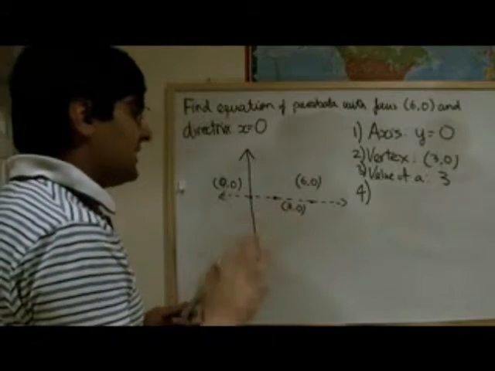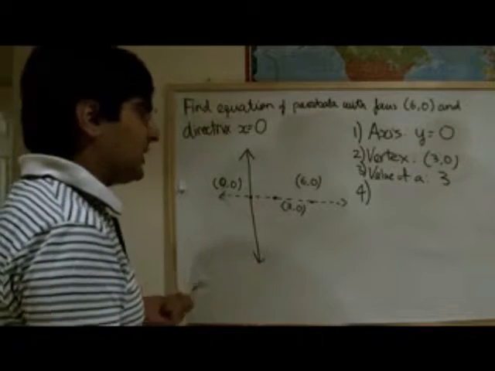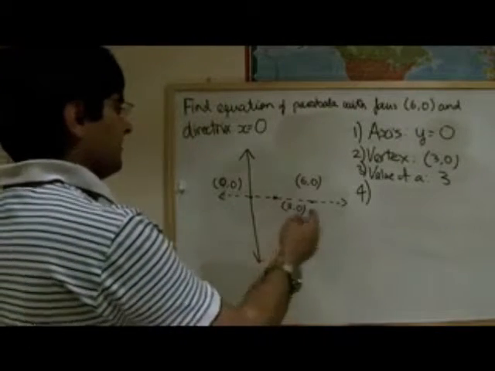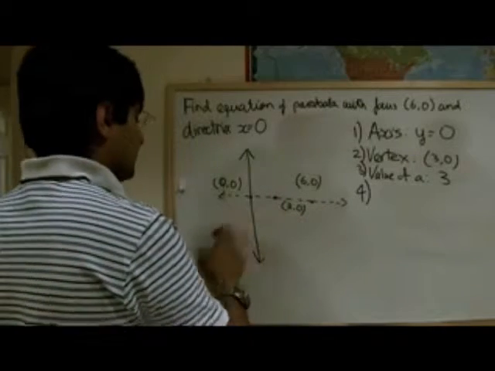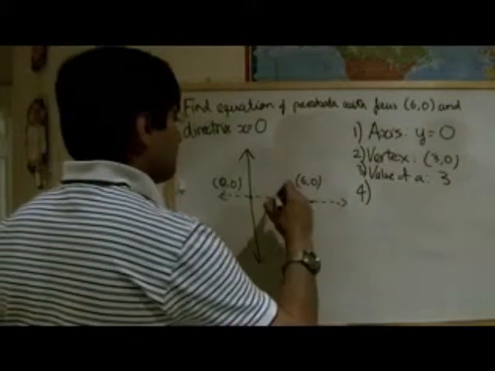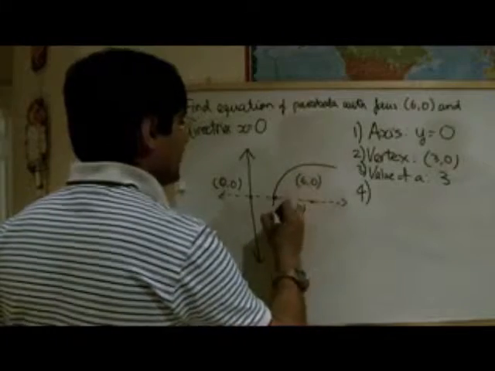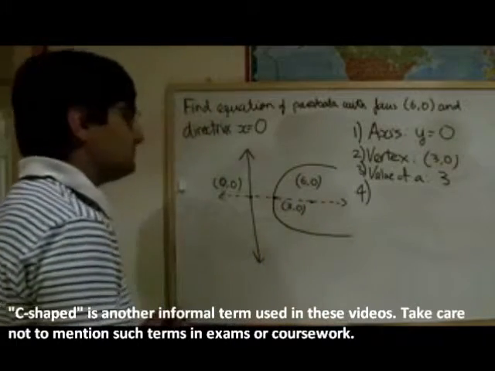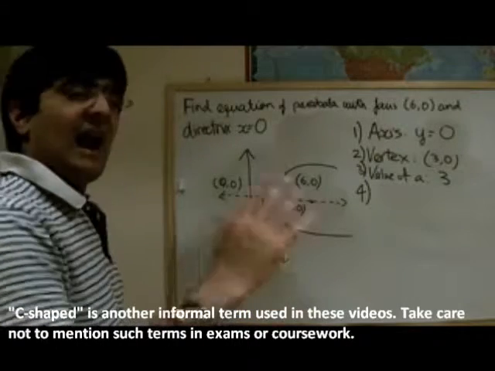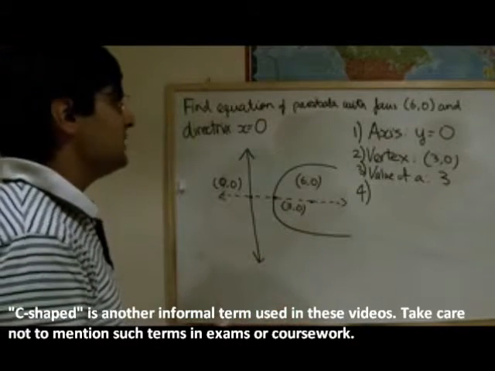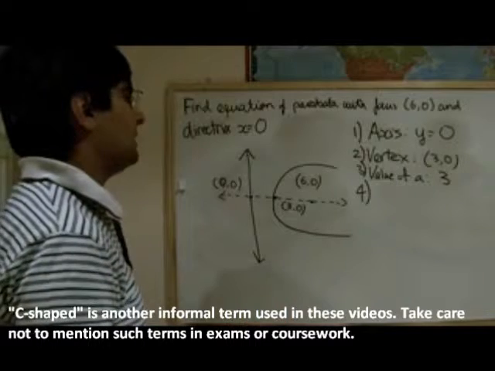Now, the next step is, what does it look like graphically then? If we know this is the axis, this is the focus, this is the vertex, this is the directrix, then the parabola must look like this. It must be a C-shaped parabola. So now, we've uncovered all this information. How now do we find the equation of this parabola?